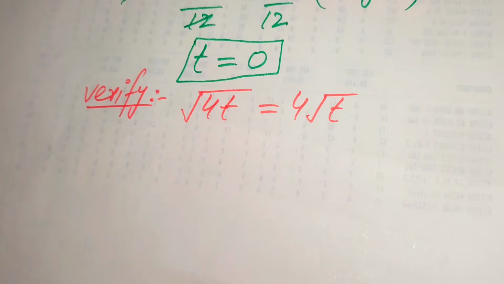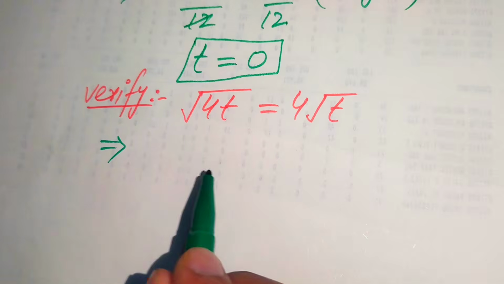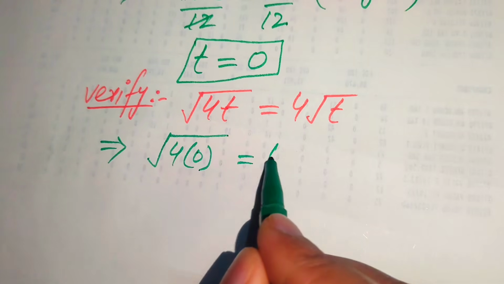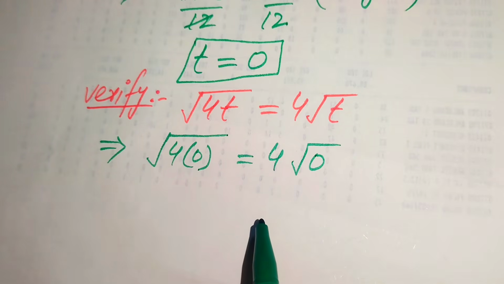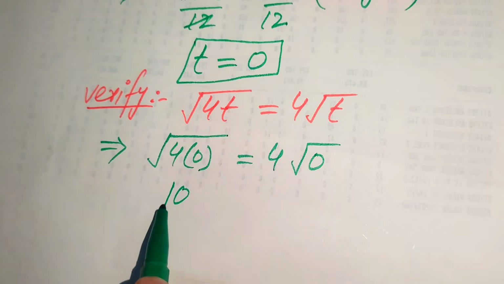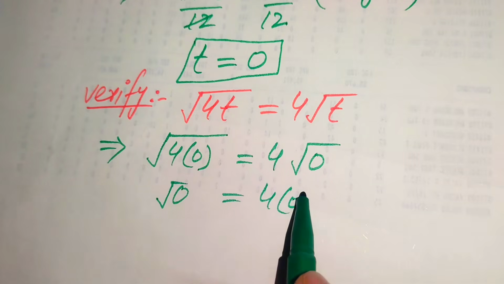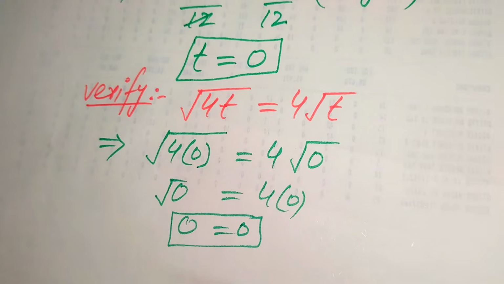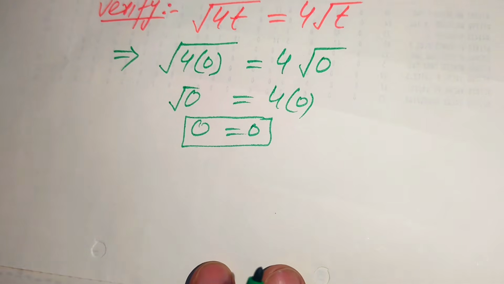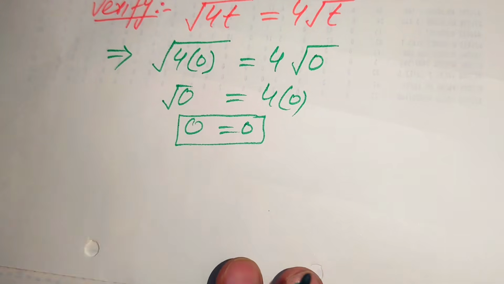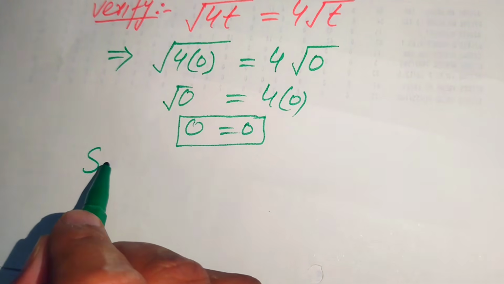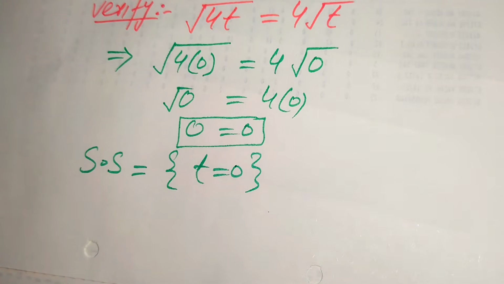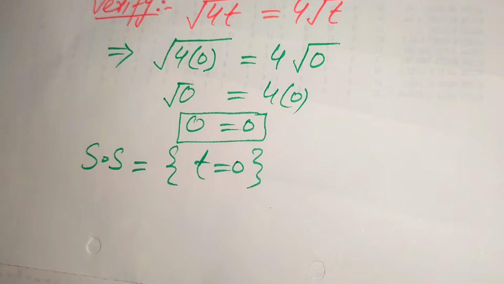Here we substitute the value t is equal to 0 on both of the sides, and it will be written as the square root of 4 times 0 is equal to 4 times the square root of 0. You see here 4 times 0 becomes 0, and the square root of 0 is equal to 4 times 0, and this implies that 0 is equal to 0. So this shows that both of the sides are equal. It means that t equals 0 satisfies our given question statement. Finally, we have the solution set of this problem: t is equal to 0. So this is the only solution which we get in the first method.